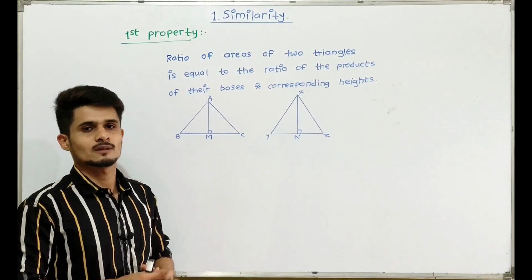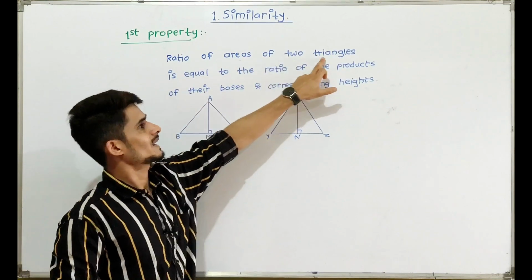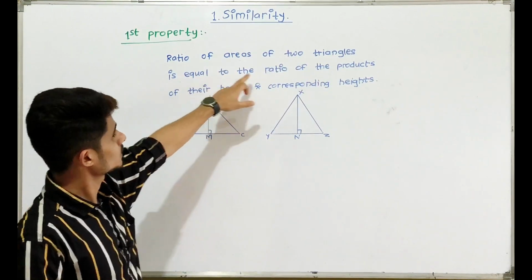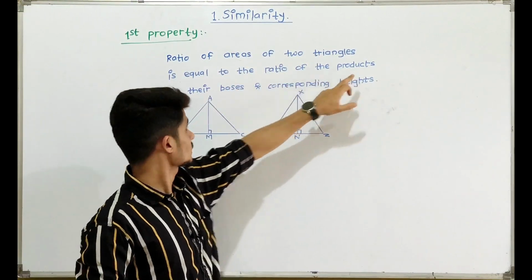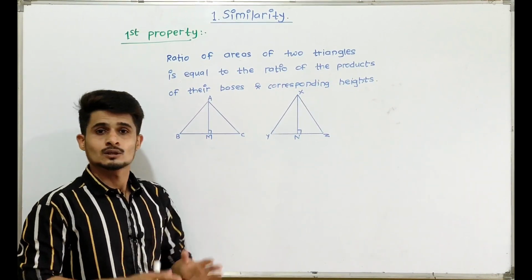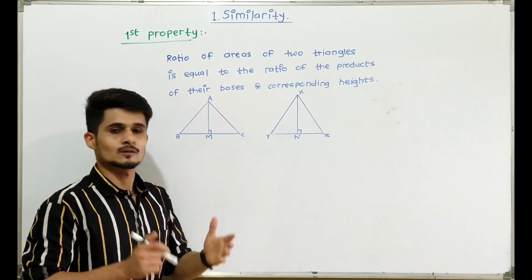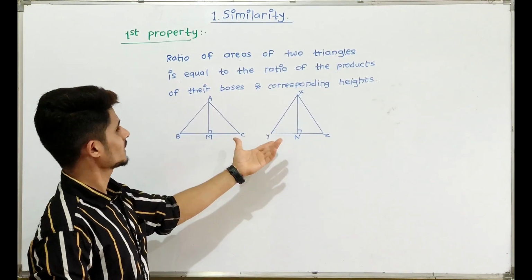So now we'll start with some property of this exercise. So now we'll see first property. Ratio of areas of two triangles is equal to the ratio of the product of their bases and corresponding heights. So by reading the property it is difficult to understand, so we'll solve using an example.